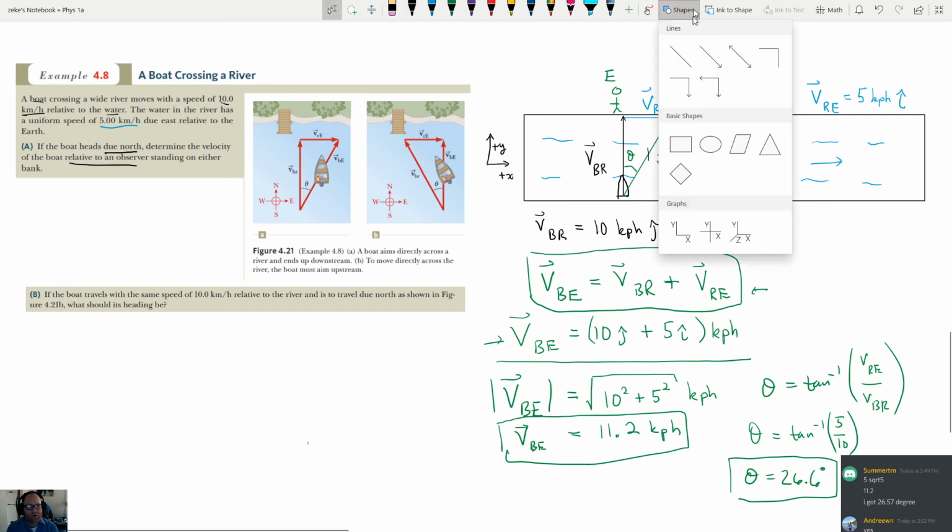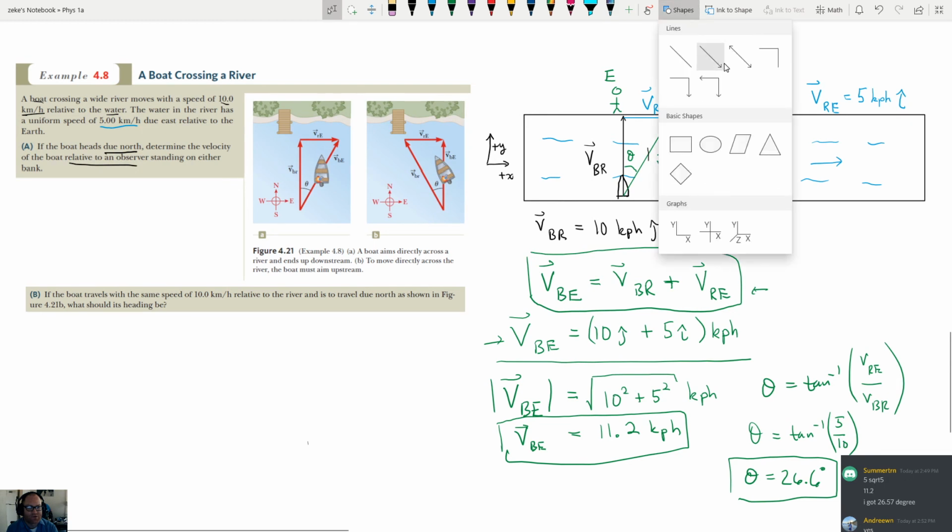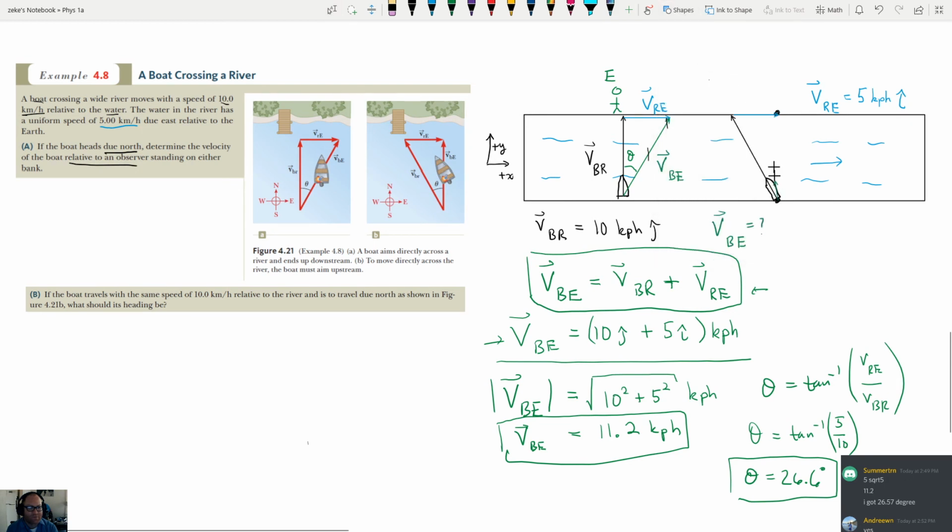And now we'll draw on our vectors again. So we're going to have the velocity of the boat relative to the river go this way now. And the velocity of the river relative to the Earth didn't change. The river is still flowing to the right, so it goes like this. And then those 2 vectors should add together to give us a vector that goes straight north, which is what we want from here to here.